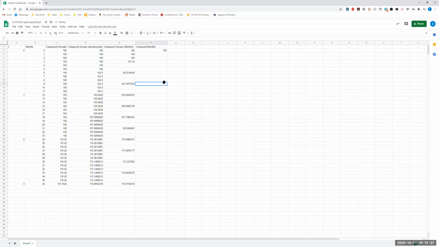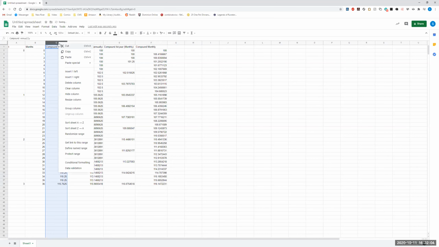If we take compound monthly, then every single month, we will take the previous amount of money and multiply by 1 plus 0.05 divided by 12. And we can just take this and bring the pattern down. And we see that we end up with a little bit more money.